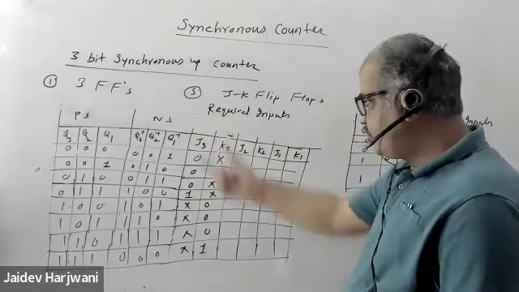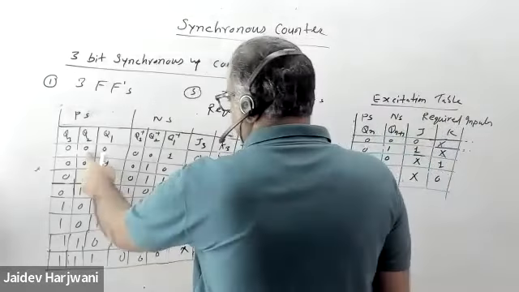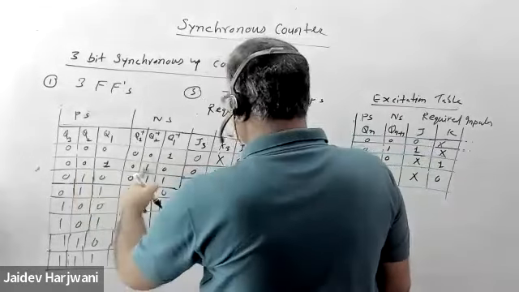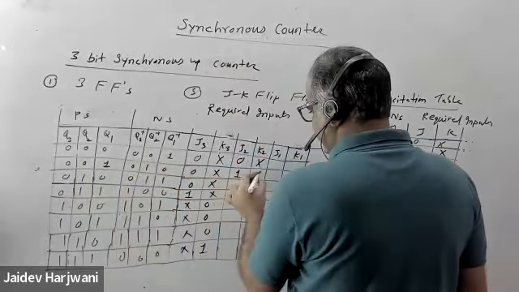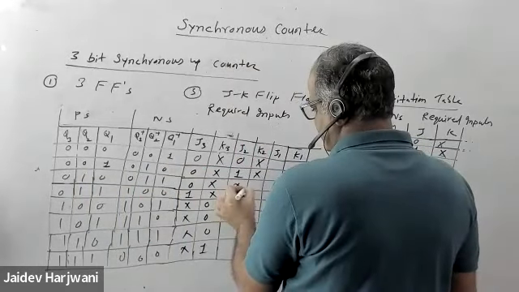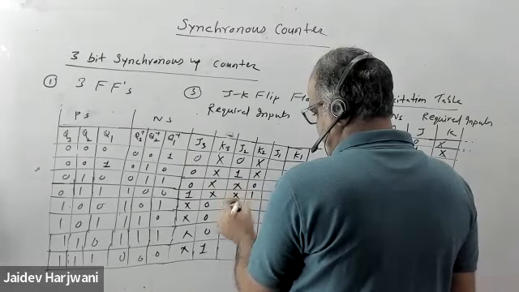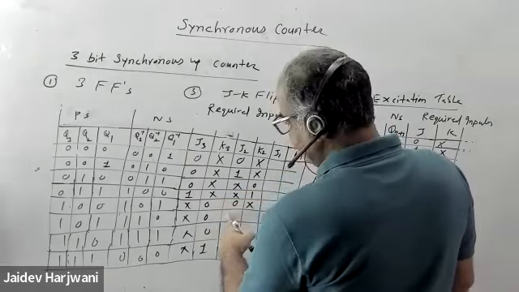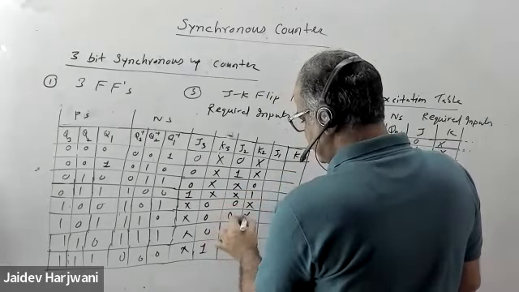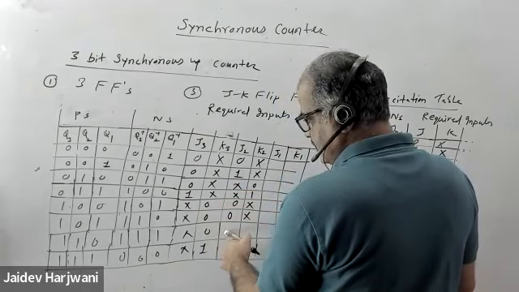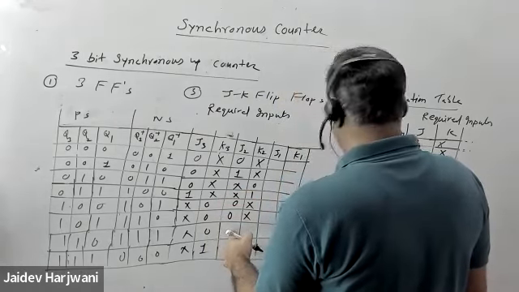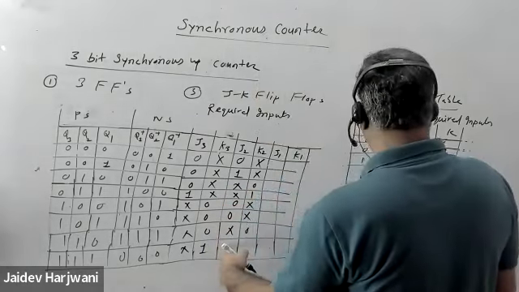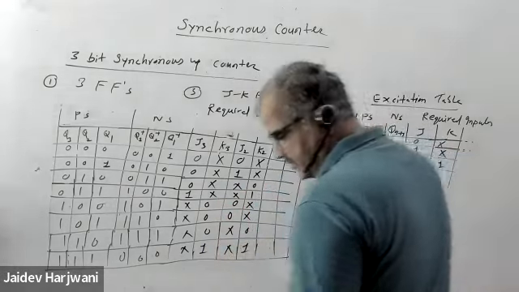Now you can fill it for Q2 also. So Q2 for 0 to 0 is 0x. Then 0 to 1 is 1x. Then x0, fourth x1, fifth 0x. Please don't make a mistake. Then 0x again, 0x. Then Q2 going 1 to 1 is what? x0. Then Q2 is again 1 to 0. 1 to 0 is what? x1. So let me check.